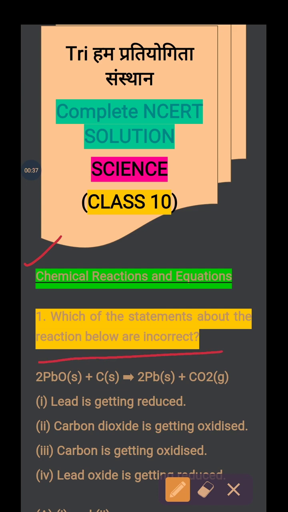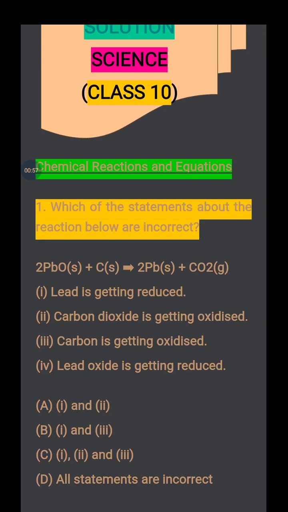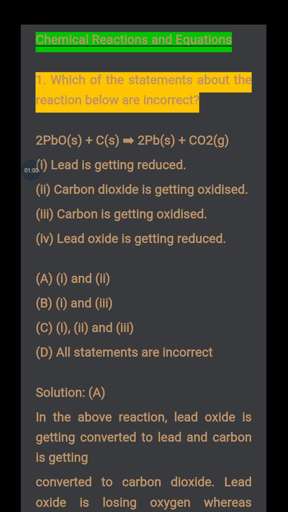The equation is given: 2 PbO in solid state plus carbon in solid state gives 2 Pb solid plus carbon dioxide in gaseous form. The statements: lead is getting reduced, carbon dioxide is getting oxidized, carbon is getting oxidized, and lead oxide is getting reduced. So let us see the options: 1 and 2, 1 and 3, 1, 2 and 3, and all the statements are correct. So the correct answer is option A, the first and second.